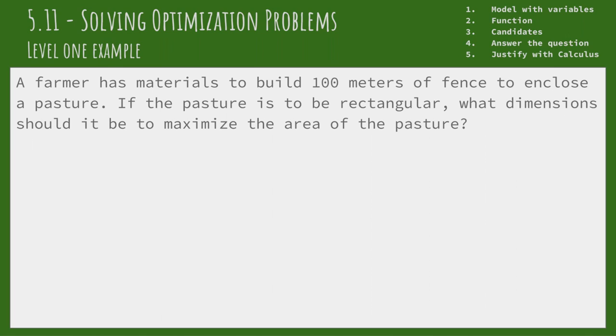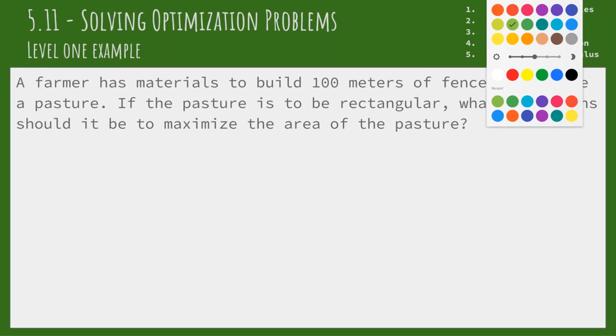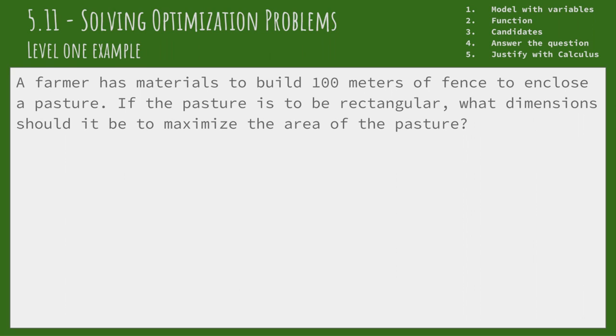introduction video. So in this problem, we have a farmer that wants to build a fence to enclose a pasture. He has a certain amount of materials to build the fence, and we want to know how does he make the pasture as big as possible. So the first thing we want to do is set up a model. And part of this is introducing variables. And also in this particular example, part of this is going to be drawing a picture.